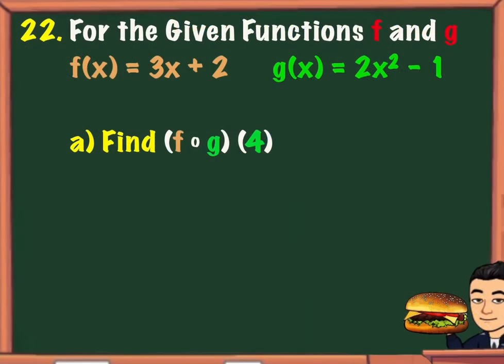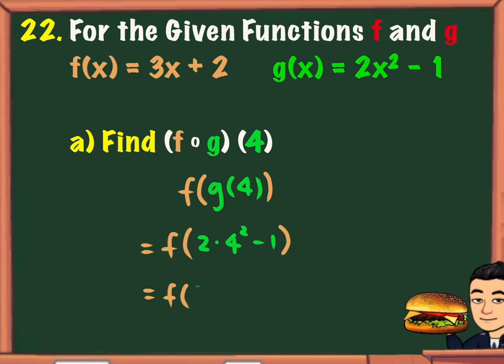For number 22a, you can write this as f of g of 4. So g of 4 is 2 times 4 squared minus 1. That's going to equal positive 31. And f of 31 is equal to 3 times 31 plus 2. And that equals 95.